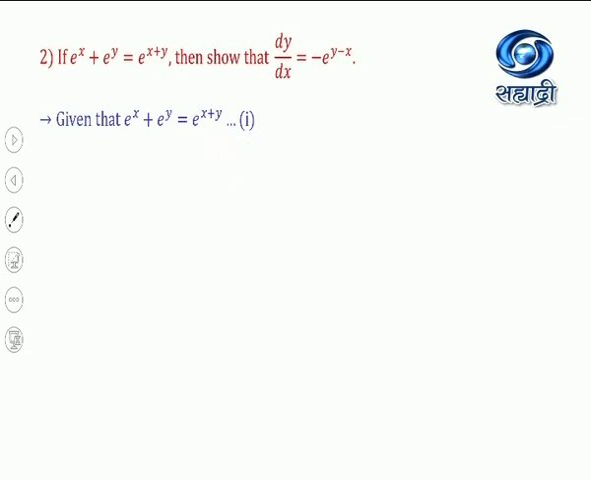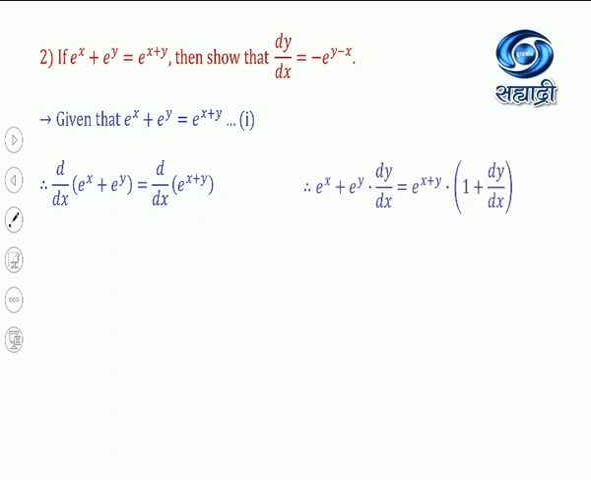We denote it by equation 1, and now by taking derivative of both sides, derivative of left hand side with respect to x equal to derivative of right hand side with respect to x, that is d by dx of e raised to x plus e raised to y is equal to d by dx of e raised to x plus y. Now, derivative of e raised to x is e raised to x. Similarly, derivative of e raised to y is again e raised to y, but by using chain rule here, we write e raised to y into dy by dx. Same thing is here. Derivative of e raised to x plus y is e raised to x plus y into derivative of x plus y. Now, derivative of x is 1 and derivative of y is dy by dx.